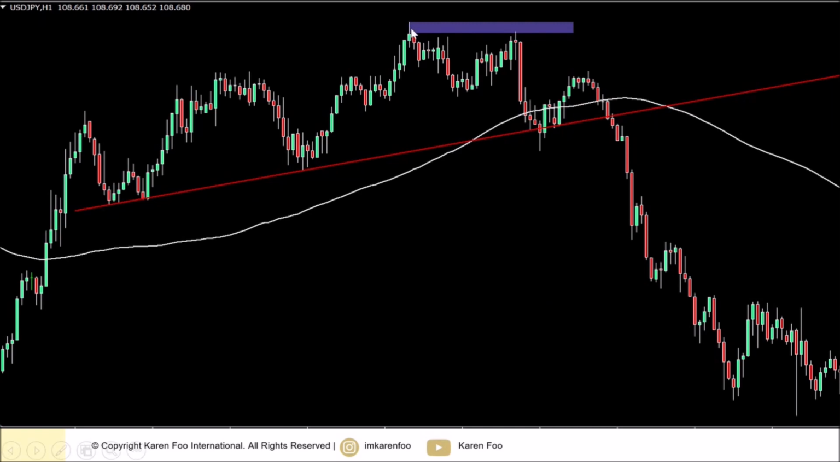Okay, so to give you an example, can you spot where the evening star is? So you can see I have a resistance zone over here, and the evening star forms at the end of this very short-term bullish trend. Okay, and you see a very long red candle, and when the price breaks below this trend line, it confirms that this uptrend has ended.